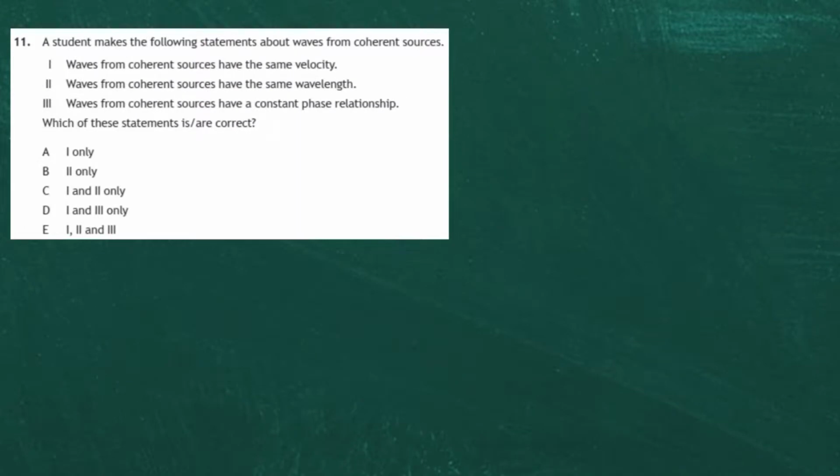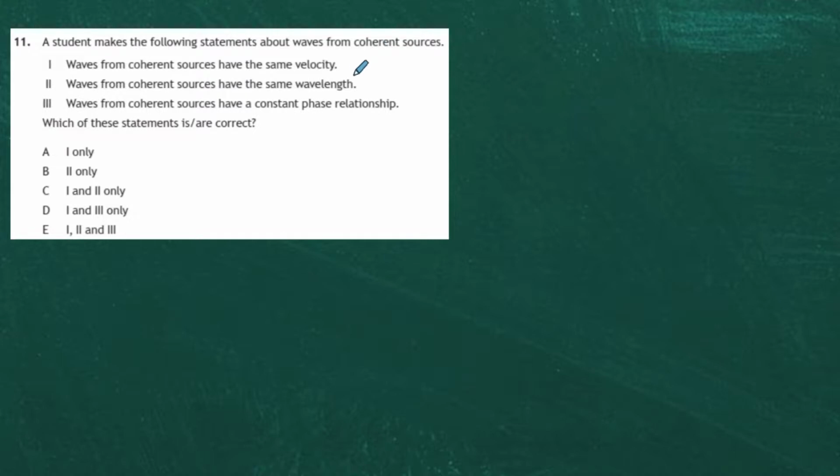Question 11 from section 1 of the 2017 Higher Physics Examination. A student makes the following statements about waves from coherent sources. 1. Waves from coherent sources have the same velocity. 2. Waves from coherent sources have the same wavelength. And 3. Waves from coherent sources have a constant phase relationship. And you're asked to say which one of these statements are correct.